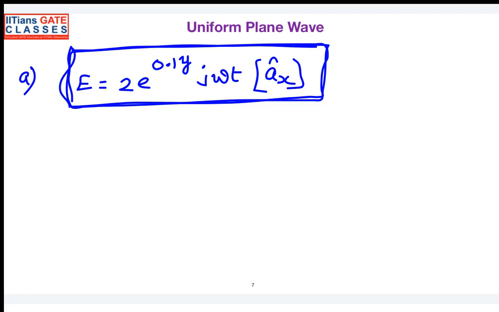Let us consider this example. I have this electric field intensity equation. Have a look at this equation and tell me in which direction the wave is propagating. Student: Negative y. What is the answer? It's propagating in the negative y direction.